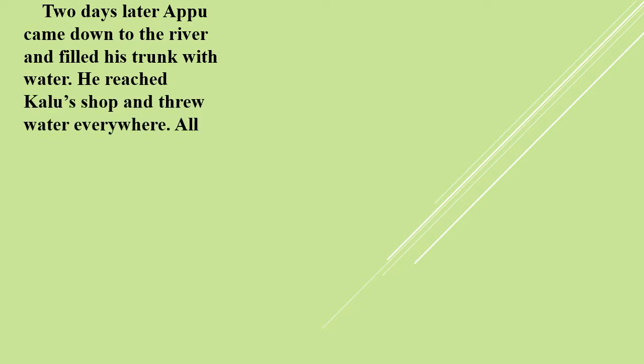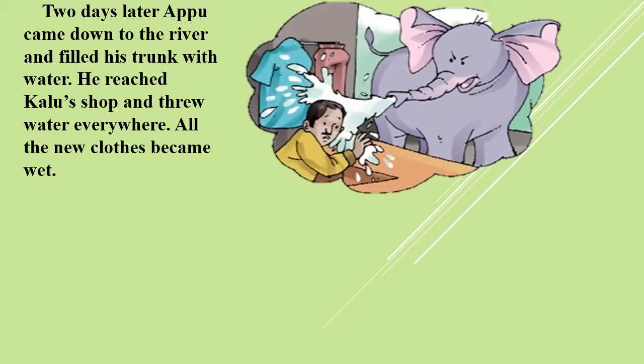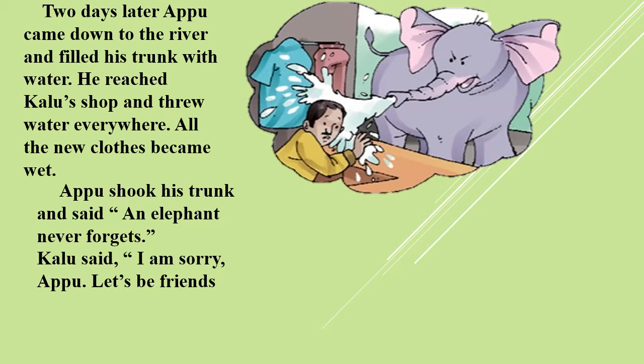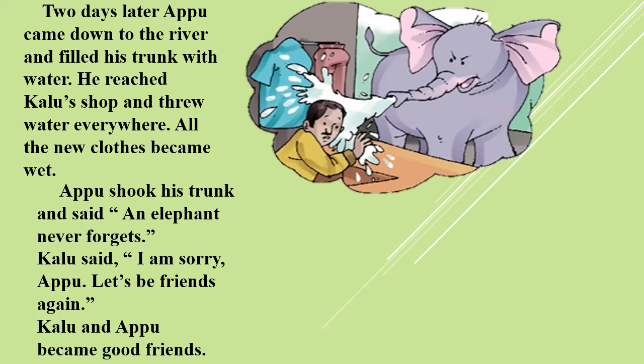2 days later, Appu came down to the river and filled his trunk with water. He reached Kalu's shop and threw water everywhere. All the new clothes became wet. Appu shook his trunk and said, "An elephant never forgets." Kalu said, "I am sorry, Appu. Let's be friends again." Kalu and Appu became good friends.